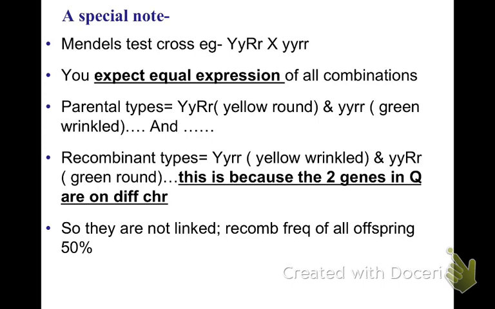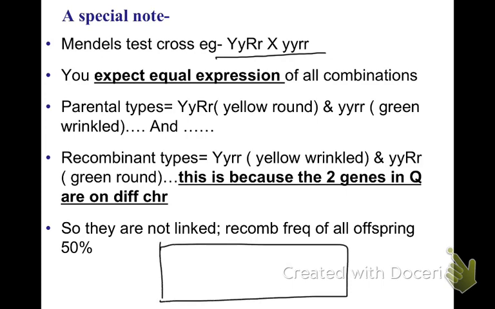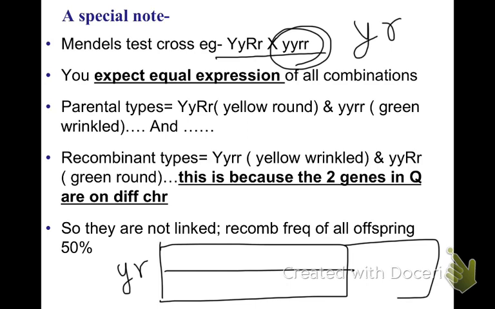So now in this particular Mendel's test cross, we are going to try to do one test cross where you expect equal expression, especially of these guys. So what he is trying to say is, if I have this as my combination, remember this guy is always going to give you small y, small r. So I'll have only small y, small r, whereas these guys are going to give me so many different combinations.